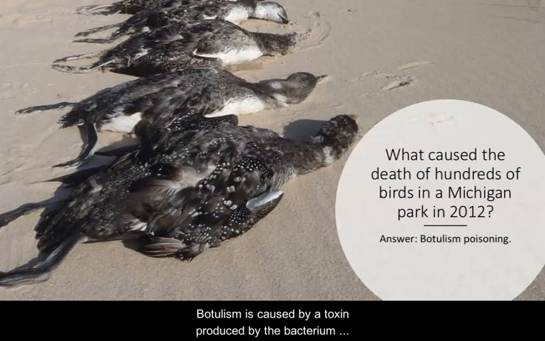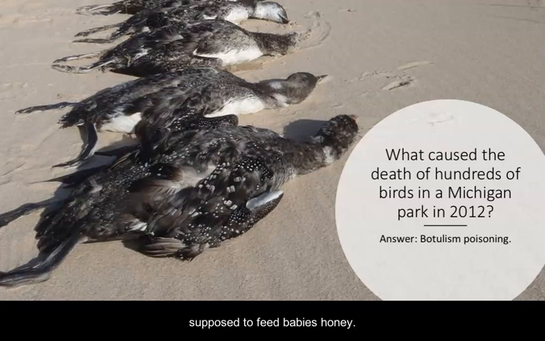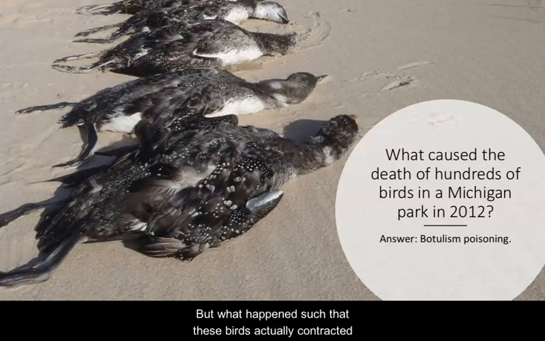Botulism is caused by a toxin produced by the bacterium Clostridium botulinum and is typically found in very small quantities in things like honey, which is why you're not supposed to feed babies honey. They're very susceptible to very small amounts of botulism, whereas adults are typically unaffected by those small amounts. But what happened such that these birds actually contracted botulism to such a great extent that they actually died?